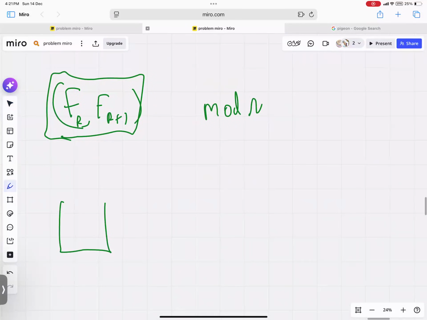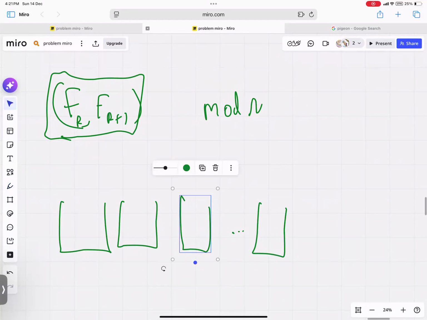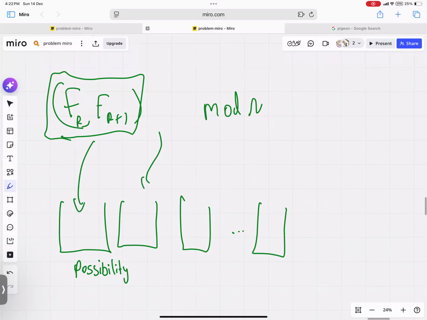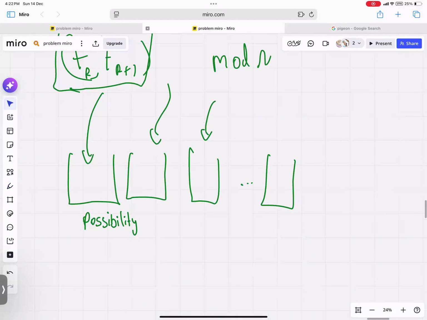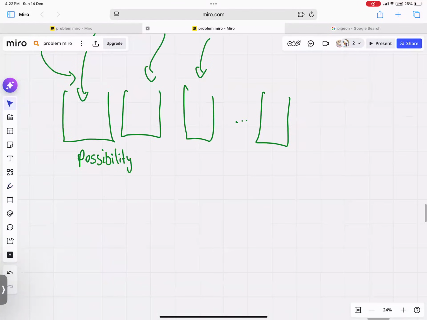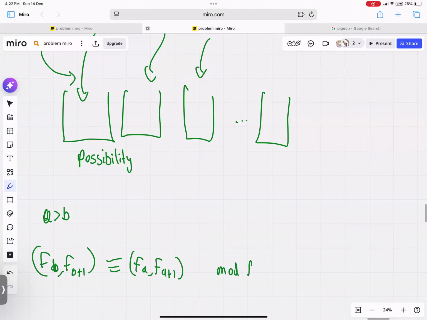So consider each possibility as a bucket. And you're putting these pairs into the buckets. Now, since there are infinitely many of these pairs and finitely many buckets, some two enter the same bucket. So say for some a greater than b, you have f of b, f of b plus 1 is equivalent to f of a, f of a plus 1 mod n.